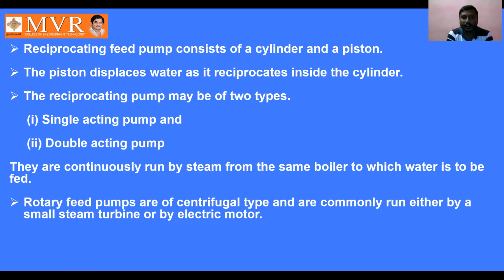The single acting pumps are continuously run by steam from the boiler to which water is to be fed. Both the single acting pump and the double acting pump are used to feed water continuously, run by steam from the same boiler. Coming to the rotary feed pumps, they are of centrifugal type and are commonly run either by a small steam turbine or by an electric motor.